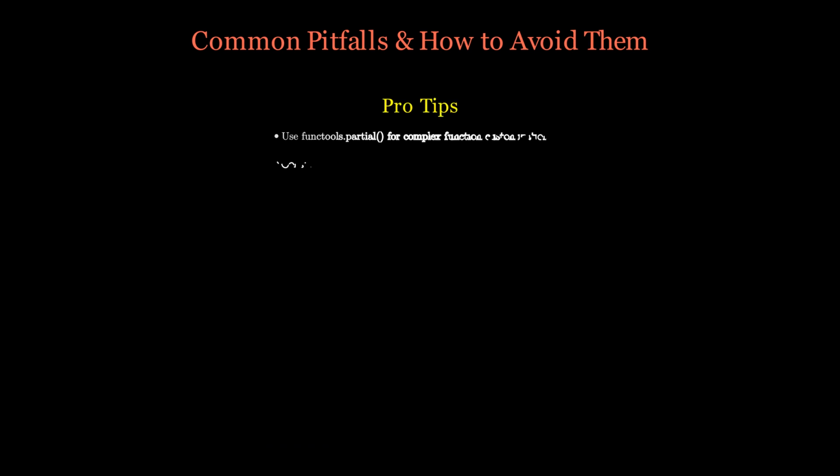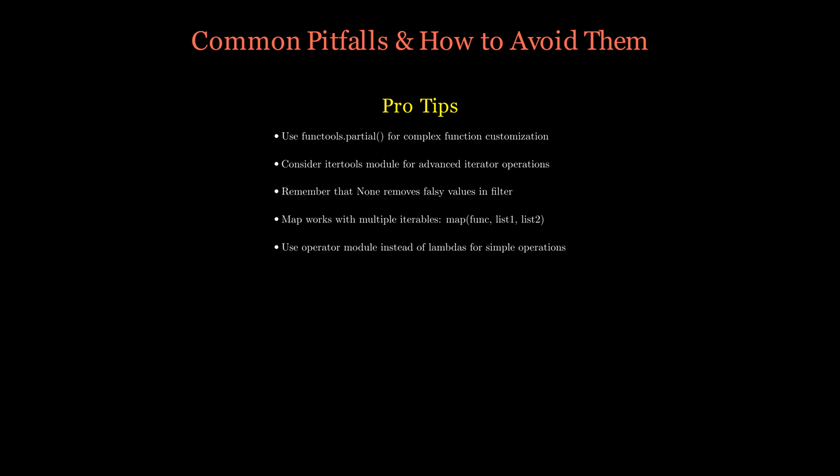Some pro tips. functools.partial creates customized functions from existing ones. The itertools module provides advanced iterator tools. Using None as the filter function removes all falsy values. Map can work with multiple iterables simultaneously. The operator module provides functions for common operations, often cleaner than lambdas.